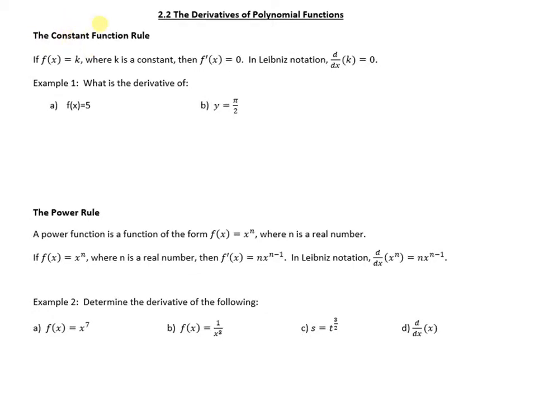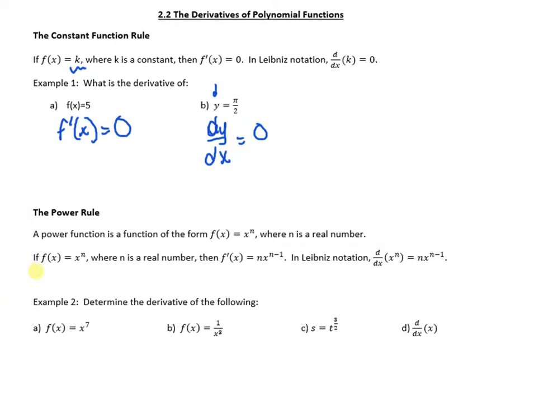Okay, if we have a function that's just a constant, then the derivative is just 0. In Leibniz notation, it's d by dx of k equals 0. So what's the derivative of f prime at x equals, well, f prime at 5 is just going to be equal 0 because 5 is a constant. When we get y, we have to use dy by dx of a constant. Again, it's just 0. Don't let pi fool you. Pi is just the number 3.14.